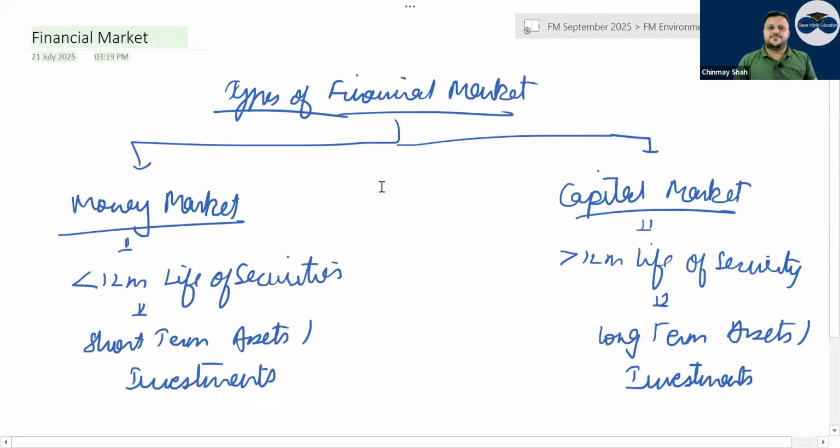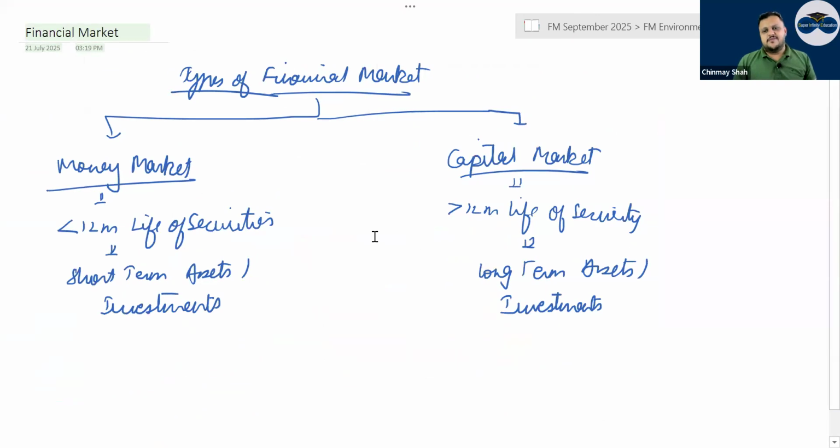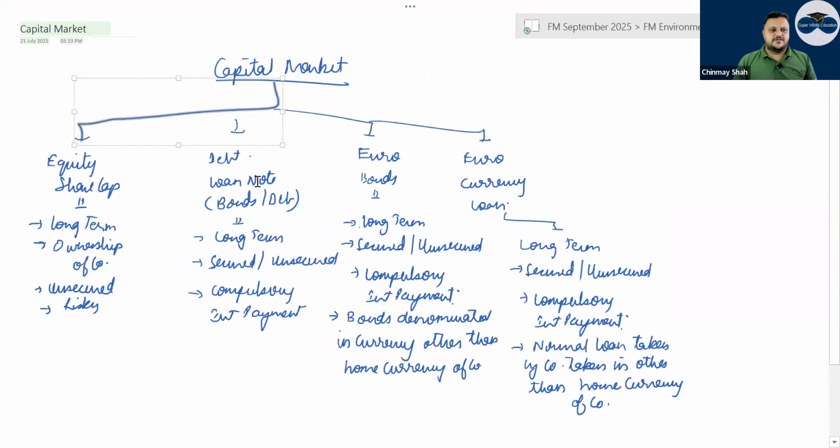Types of financial market: money market and capital market. Money market is generally less than 12 months, short-term assets or investments. Capital market is more than 12 months life, right? Then in the capital market, you have instruments: equity share capital, long-term ownership of the company, correct, unsecured but very risky; debt or loan note or bonds or debentures, generally long-term, secured or unsecured, compulsory interest payments.